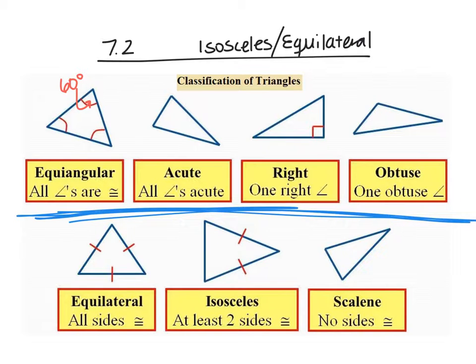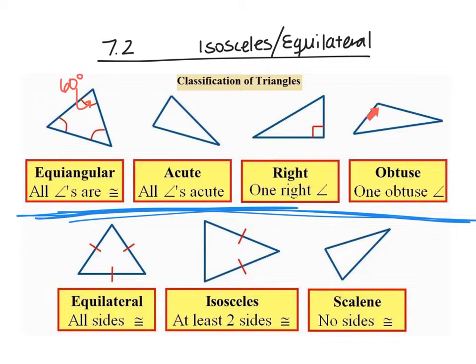An acute triangle just means all three angles are acute. A right triangle is going to have one right angle. And then think, if these have to add to 180, then these other two angles are always going to be acute in a right triangle. And then an obtuse triangle has one obtuse angle.